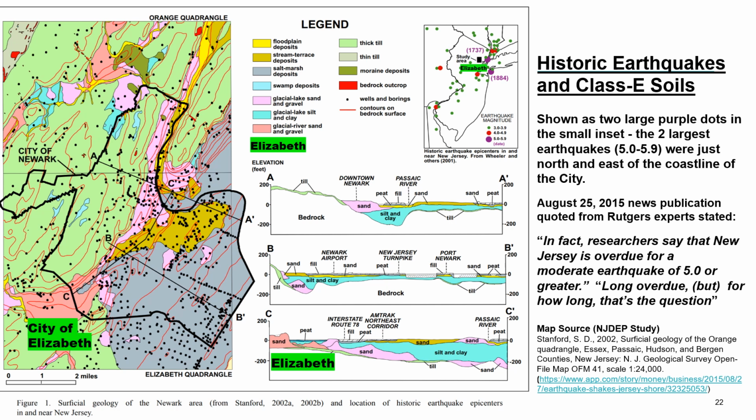On August 25th, 2015, a news publication quoted Rutgers experts, stating, "In fact, researchers say that New Jersey is overdue for a moderate earthquake of 5.0 or greater. Long overdue, but for how long? That is the question."